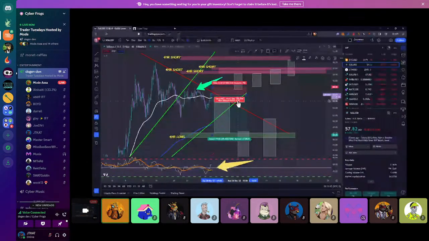That right there is a 4.5 ratio, basically meaning you stand to make 4.5 times what you've set to lose there. Not financial advice, do your own research, but that is a potential trade setup to look at.